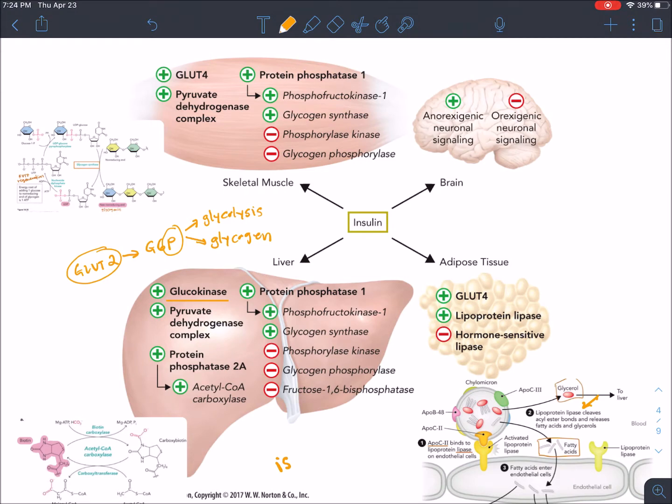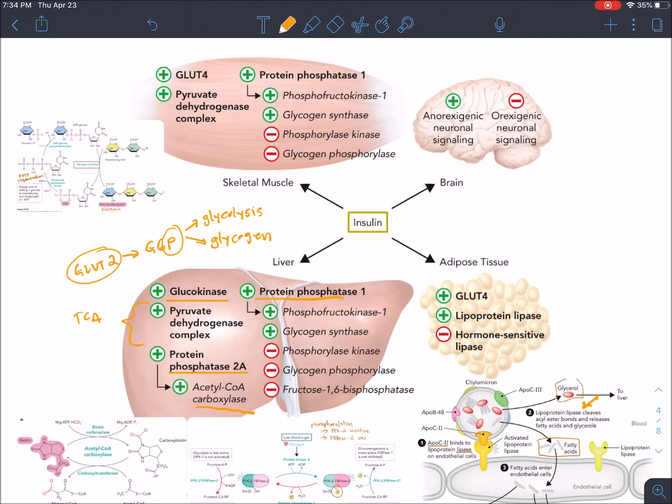Insulin also activates the pyruvate dehydrogenase complex, which is one of the first enzymes in the TCA cycle. And this leads to the synthesis of more fatty acids due to increased acetyl-CoA production. The activation of protein phosphatase 2A here leads to the activation of acetyl-CoA carboxylase, which is used to convert acetyl-CoA into malonyl-CoA during lipid biosynthesis.